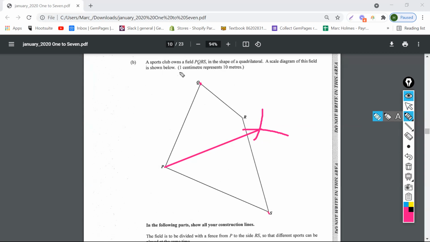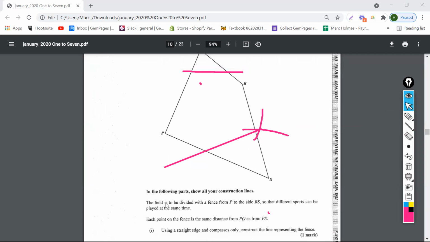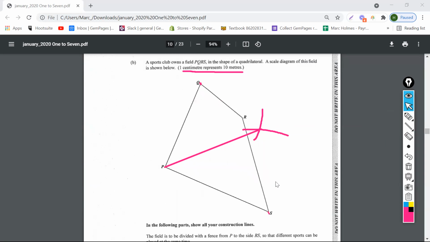So let's read it though. It says a sports club owns a field PQRS in the shape of a quadrilateral. A scale diagram of this field is shown below. 1 centimeter represents 10 meters. And when we go down, it says here, the field is divided with a fence from P to the side RS, so that different sports can be played at the same time. Each point on the fence is the same distance from PQ as from RS.